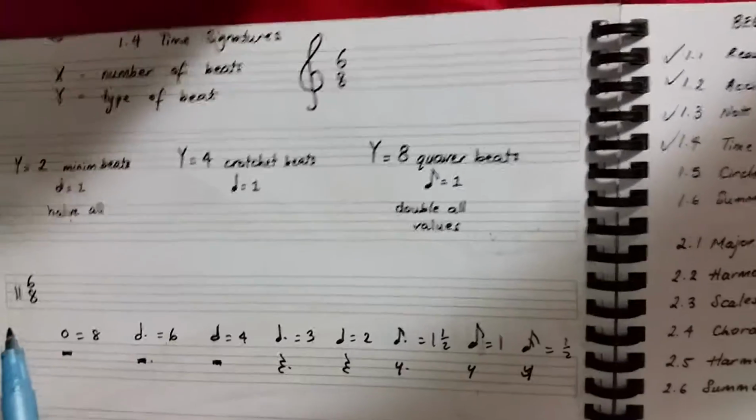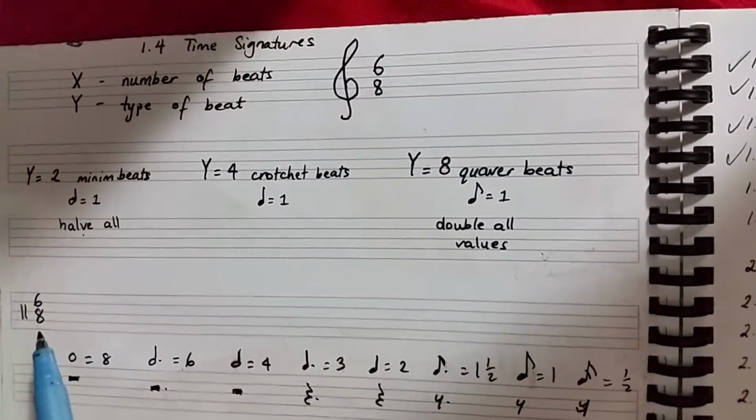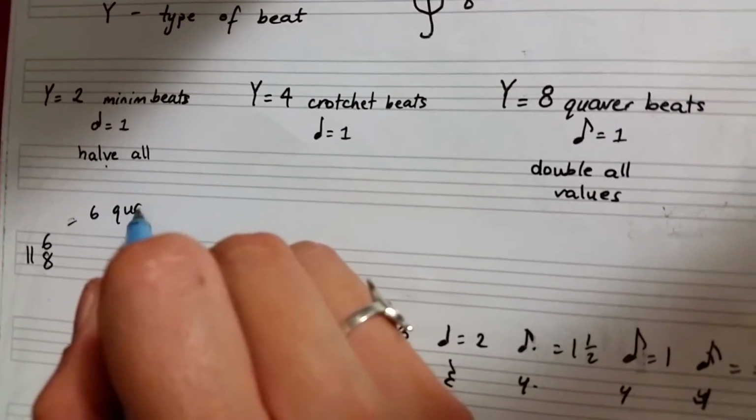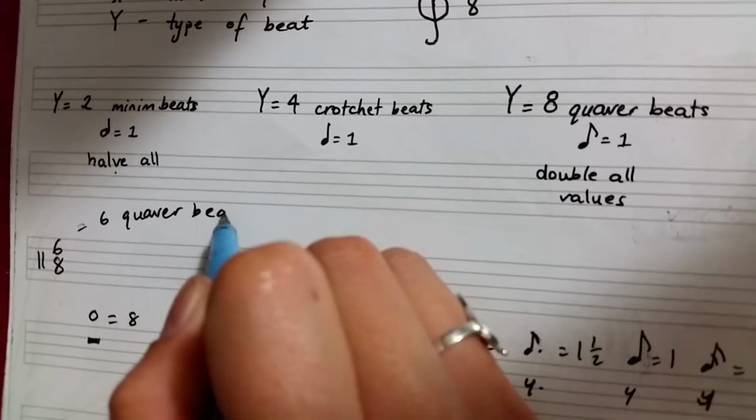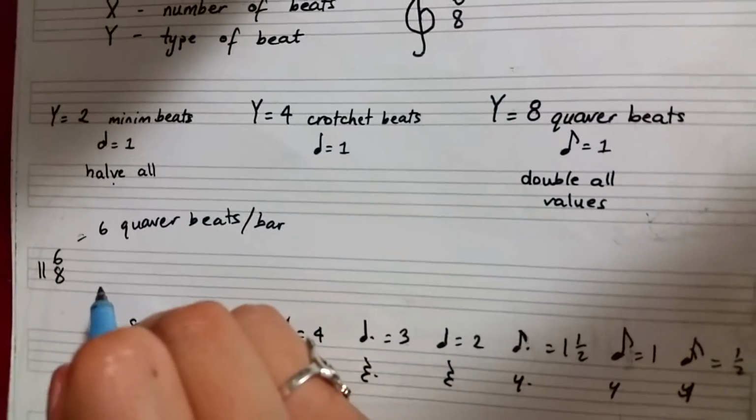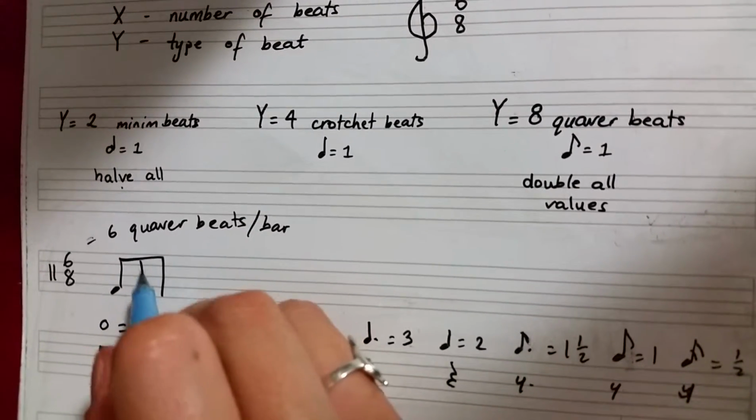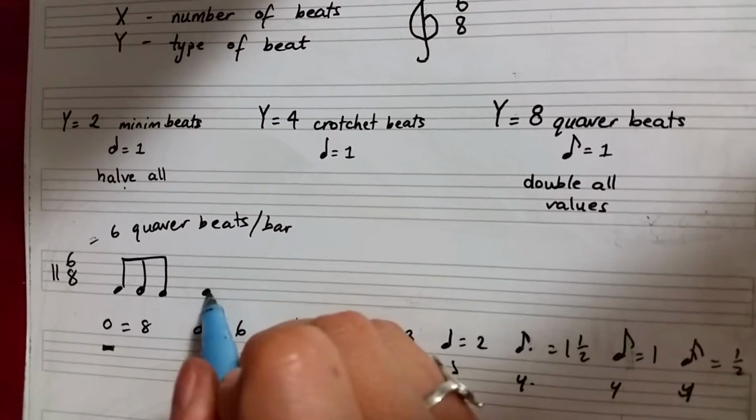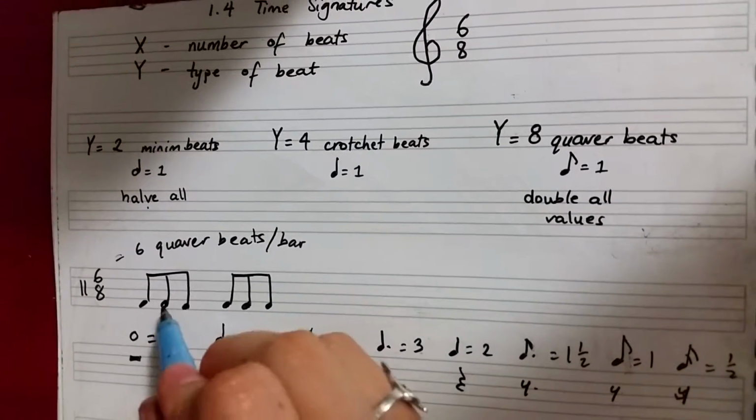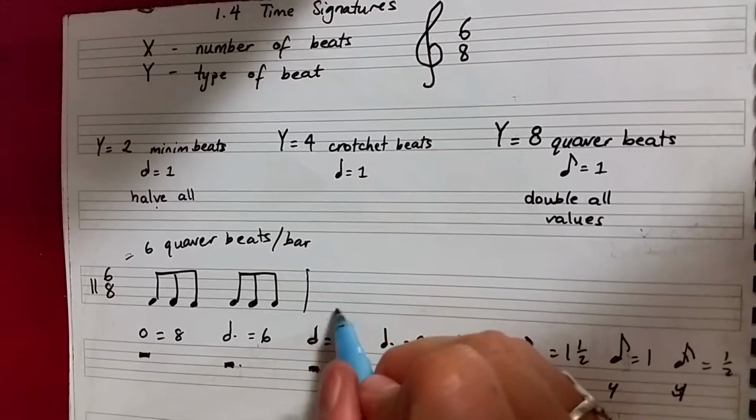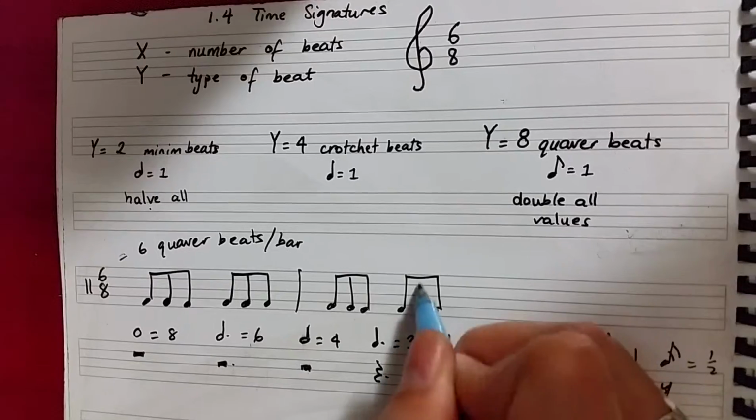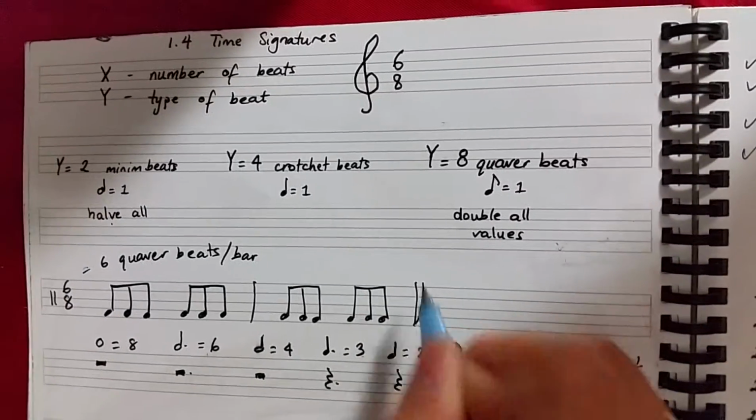6, 8. Remember the top number means number of beats. The 8 below means type of beats. So 6, 8 equals 6 quaver beats per bar. Okay. So this is what 6 quavers looks like. They're grouped in 2 because 6, 8 is a compound duple time. 1 ender, 2 ender. So this is what the pulse is like. 1 ender, 2 ender, 1 ender, 2 ender, etc.